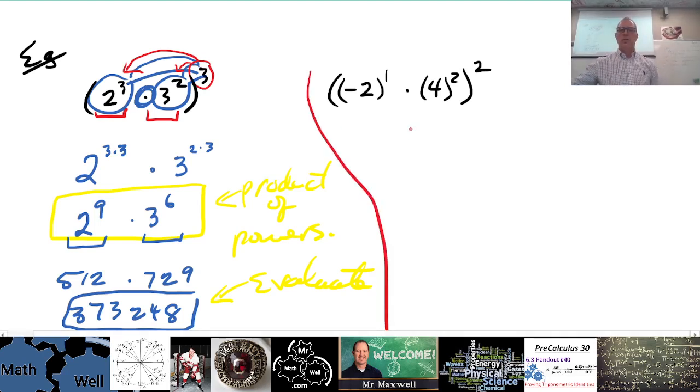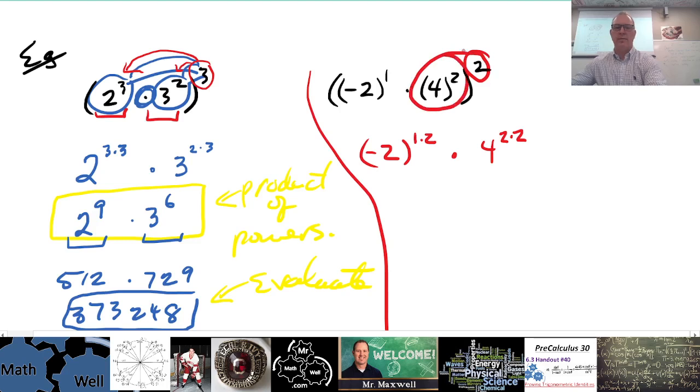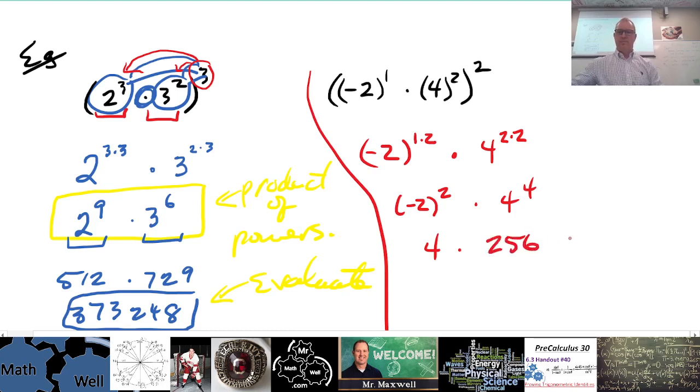All right, so let's do this one real quick. This is -2 to the power of 1 times 2, right? That's 1 times 2. So this one goes with this. Take care of that first. And then I have times 4 to the power of 2 times 2. This one is applied to this power second. This is going to be -2 squared times 4 to the power of 4. This is going to be 4 times 256. 1024.